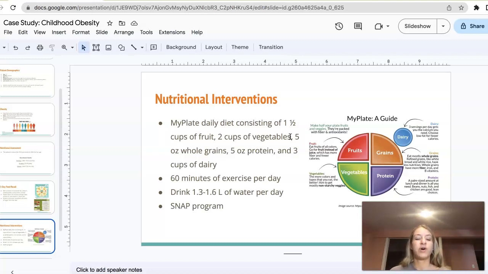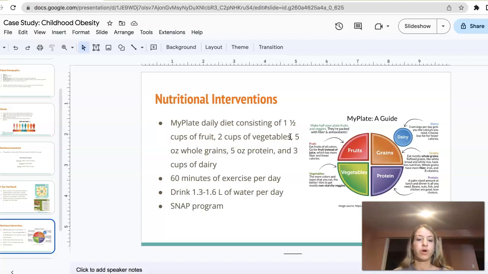And then, of course, following 60 minutes of exercise per day, which is recommended for her age group. Exercises can include walks, swimming, going for a run, bike rides, etc. It's really important for kids her age, especially with her BMI, to start that exercise daily and get into a routine of following that exercise daily.